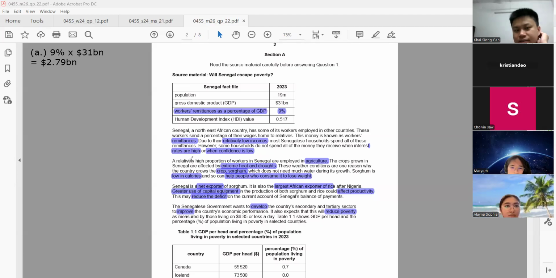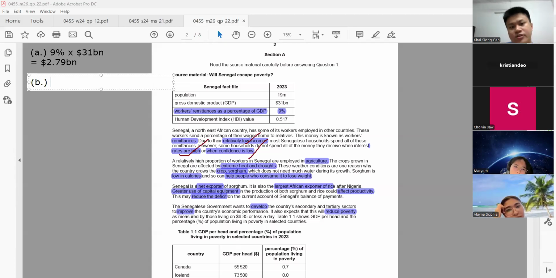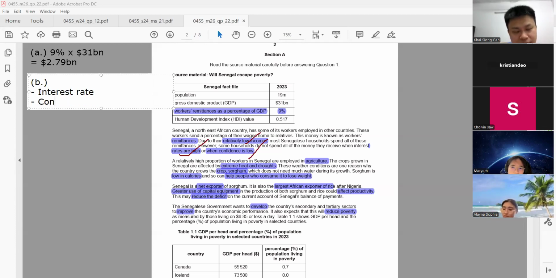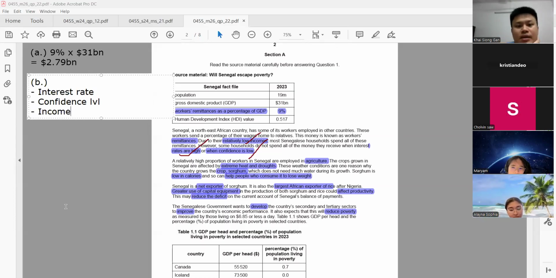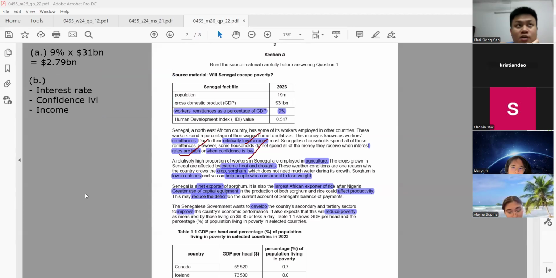What are the influences that could influence household spending? Very good, Cindy, you are right. High interest rate, confidence, and also income. I believe income is also one of the answers, so I believe there are 3 answers here. Because now we still don't have the mark scheme, by the way. You can talk about the interest rate, confidence level, and income. Your level of income will also influence your household spending. Yeah, just write that.